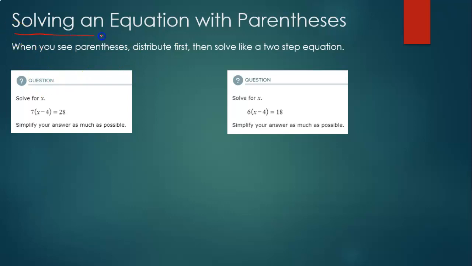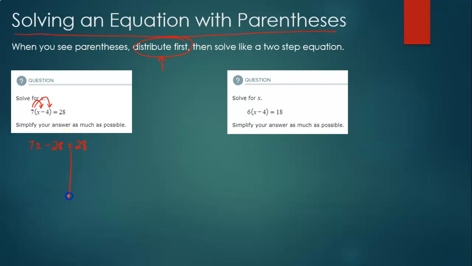New topic, solving an equation with parentheses. When you see parentheses, I want you to distribute first, then solve like a two-step equation. So I would write this down, that we want to distribute first. So in a problem like this, we want to do 7 times x and 7 times negative 4. So that's 7x minus 28 equals 28.